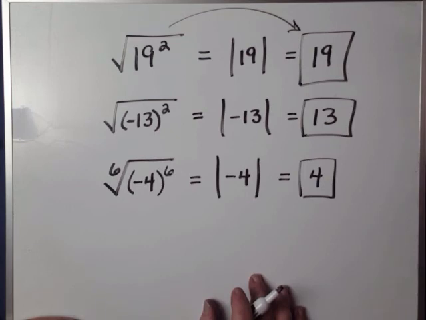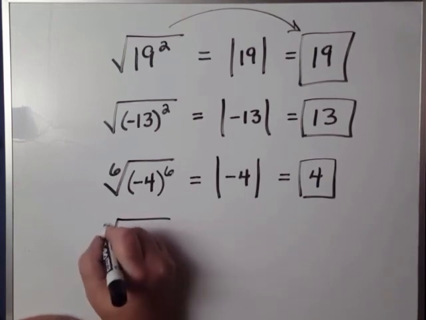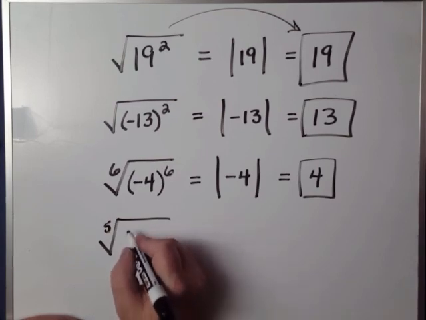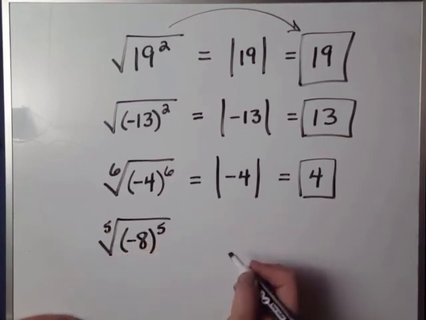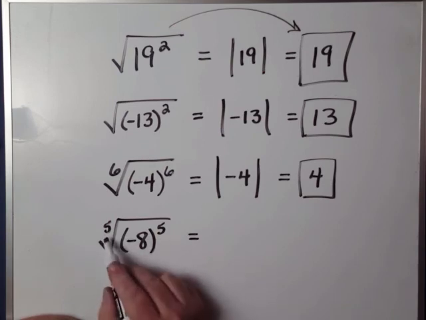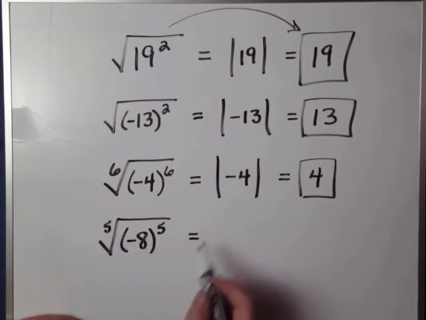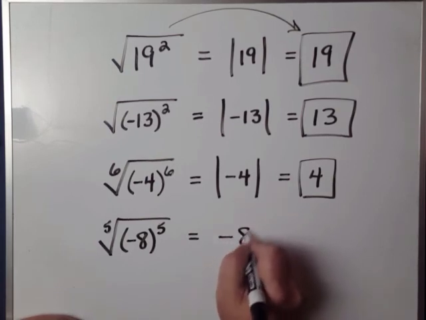Number 118, the fifth root of negative 8 to the 5th power. This is an odd power, an odd index, so it does not involve the absolute value bars. Negatives don't get stripped off by odd powers. So my result here is simply the base itself.